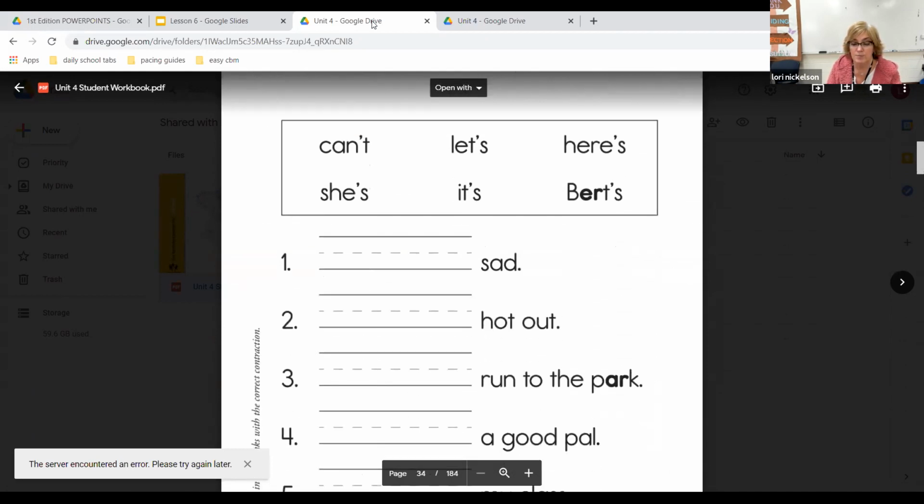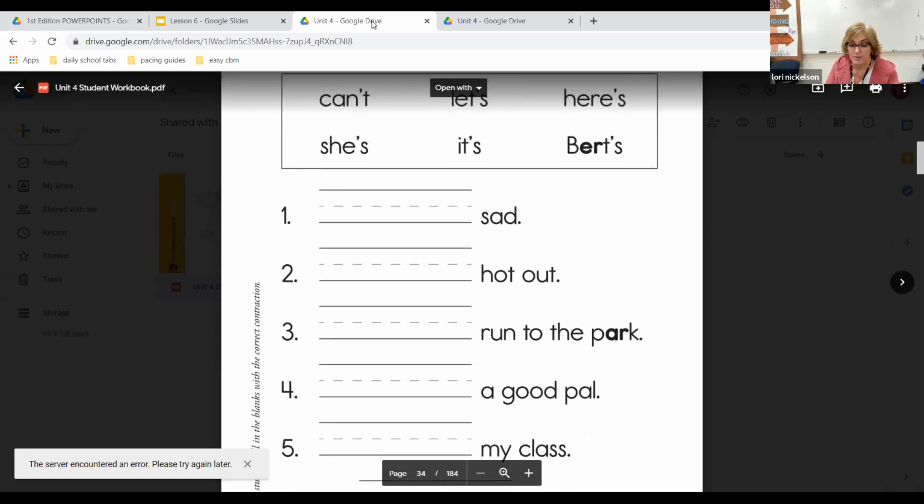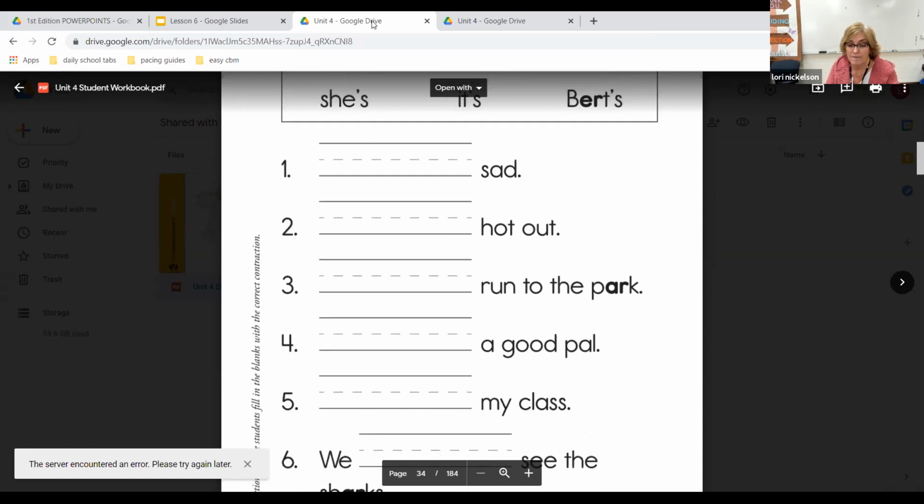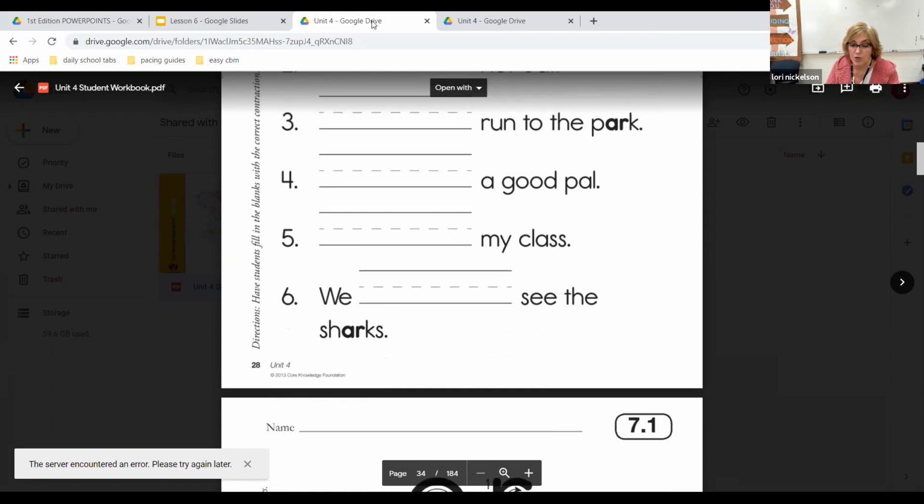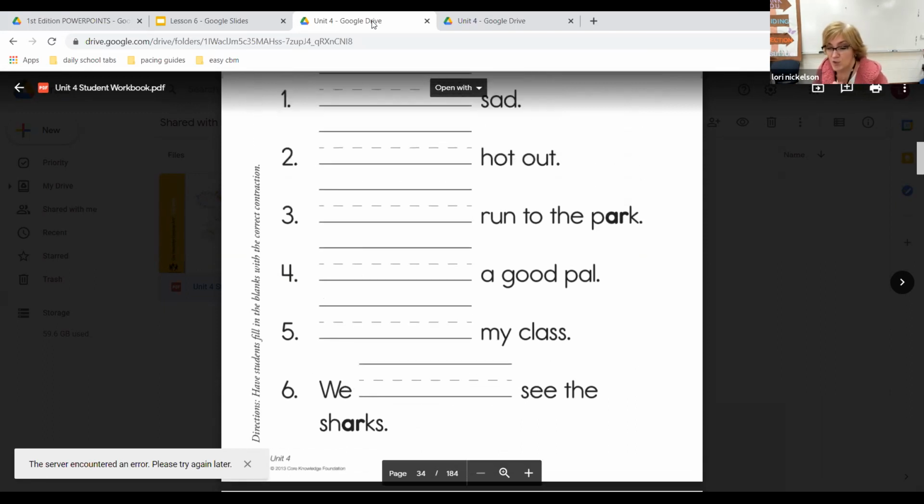Here's the other part of it too. You've got 6 words here that go on these lines. You've got can't, let's, here's, she's, it's, and Bert's. So let's look at this. Number 1, blank, sad. She's sad. That would work. Number 2, blank, hot out. It's hot out. Good. I'm going to leave 3, 4, 5, and 6 for you to do. I want to see what you can come up with on those.